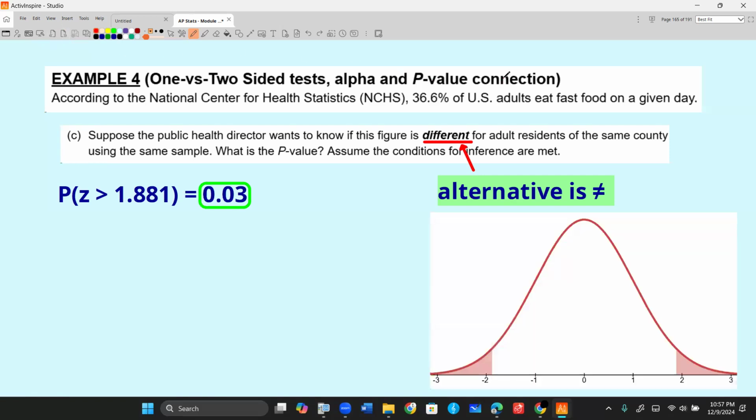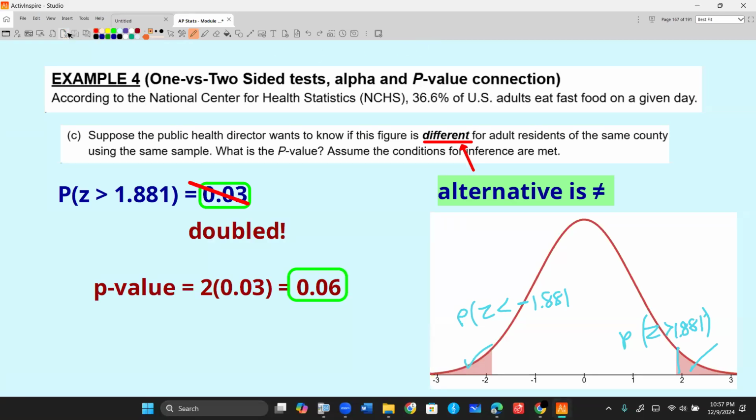Well, we go in the extreme direction for both the positive and negative z-score. So we had 1.881. That's your z-score here. And then this one is the probability of z is less than negative 1.881. But this is perfectly symmetric. It's a normal distribution. So whatever this is, it's going to be the same thing over here. So all we have to do is take our p-value from our first part and double that. So that's going to be about 6%.